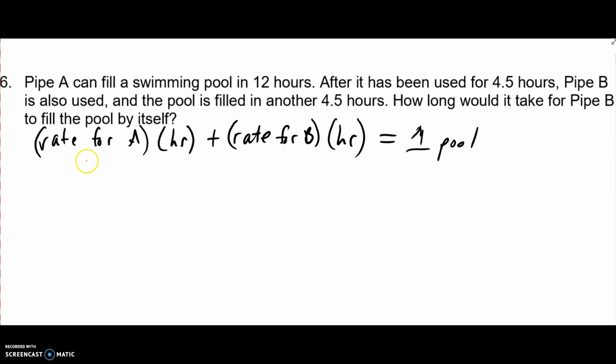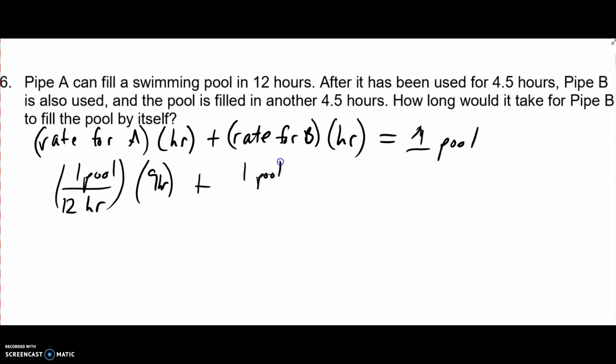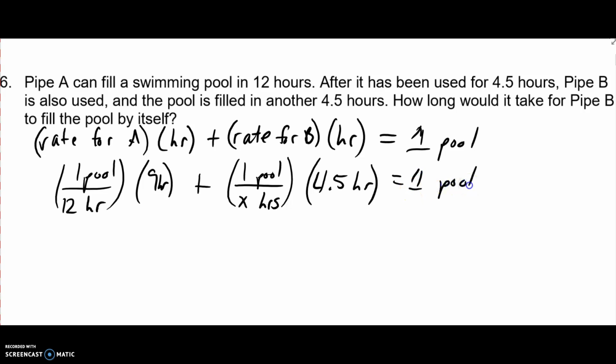So as I go to plug stuff in here, pipe A can do the pool in 12 hours, so this is one pool per 12 hours, okay, and it's going to run for a total of 9 hours because 4.5 hours plus another 4.5. The second one, we're searching for the rate, so we have one pool per x hours, okay, times 4.5 hours, because it comes in after the other one's been going for 4.5 hours already. So we have one pool. Okay, so units should cancel so that I end up with pool plus pool equals pool, so I'm good there.